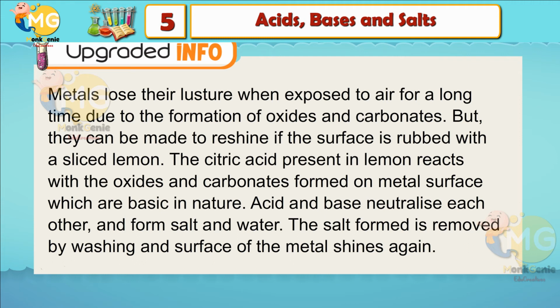Metals lose their luster when exposed to air for a long time due to the formation of oxides and carbonates, but they can be made to reshine if the surface is rubbed with a sliced lemon. The citric acid present in lemon reacts with the oxides and carbonates formed on the metal surface, which are basic in nature. Acid and base neutralize each other and form salt and water. The salt formed is removed by washing and the surface of the metal shines again.